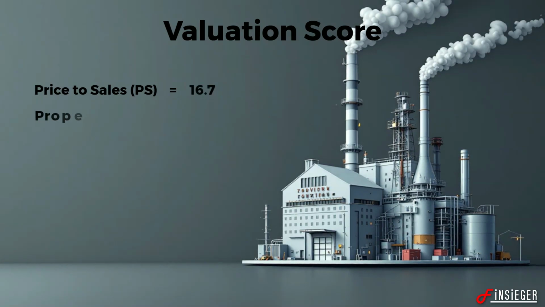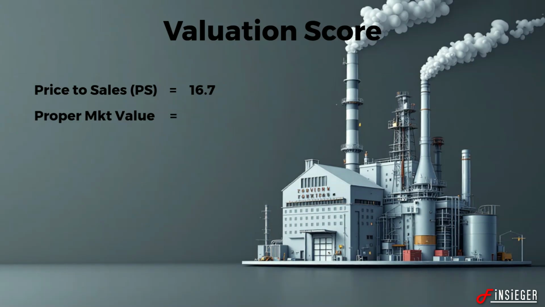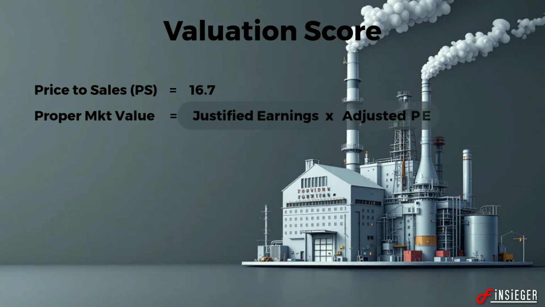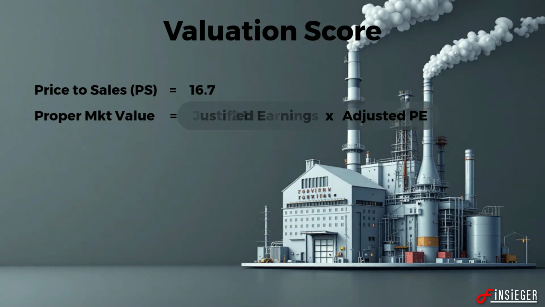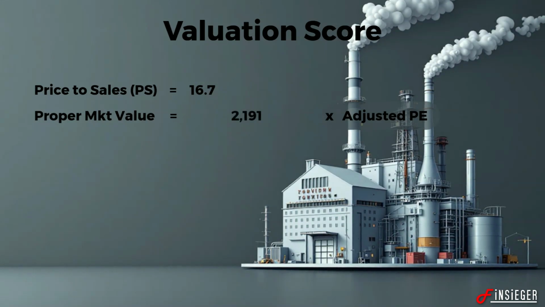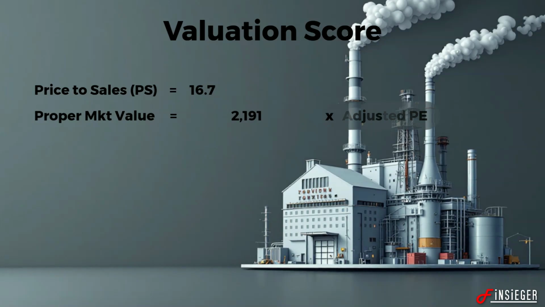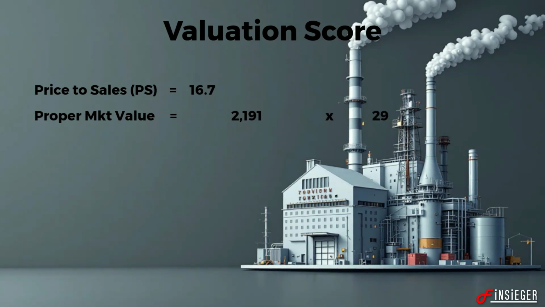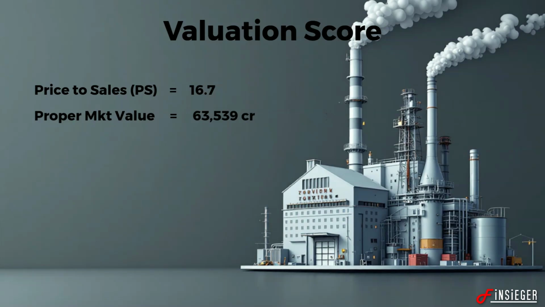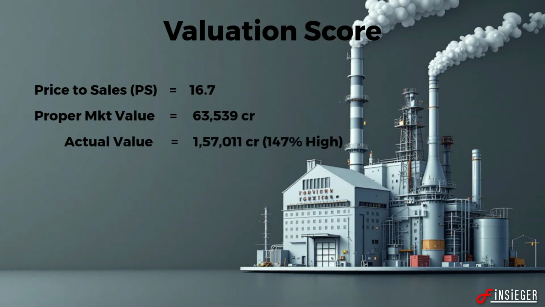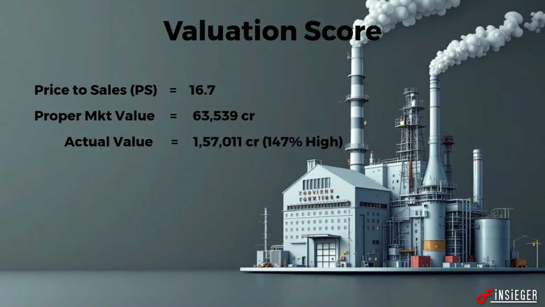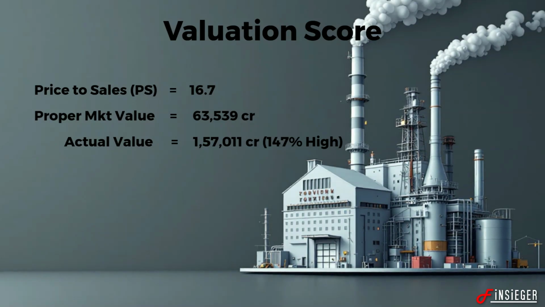Proper market value is calculated by justified earnings multiplied by adjusted PE. In Divis's case, justified earning is 2,191 crore, which is multiplied to the adjusted PE according to 9% growth, which is 29. So we get the proper value as 63,500 crores, which is lower to its actual value, which proves the stock is overvalued by roughly 147%.